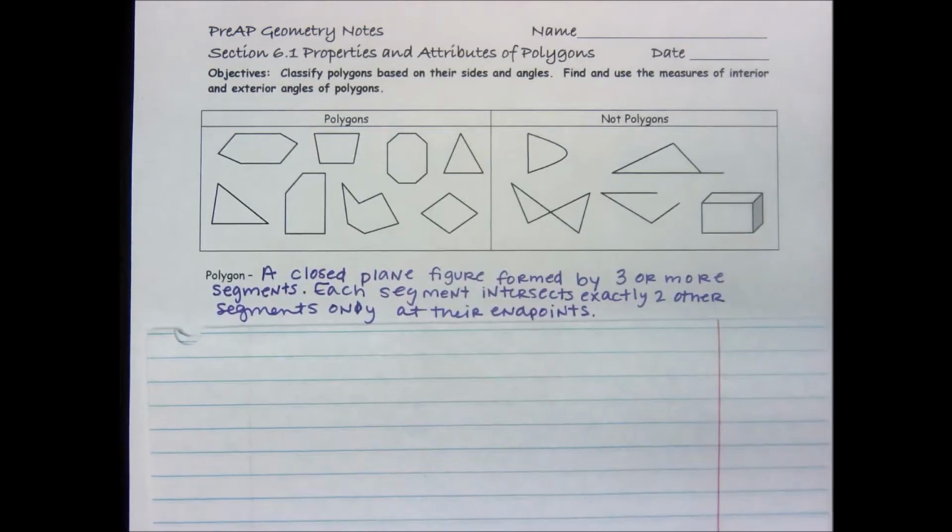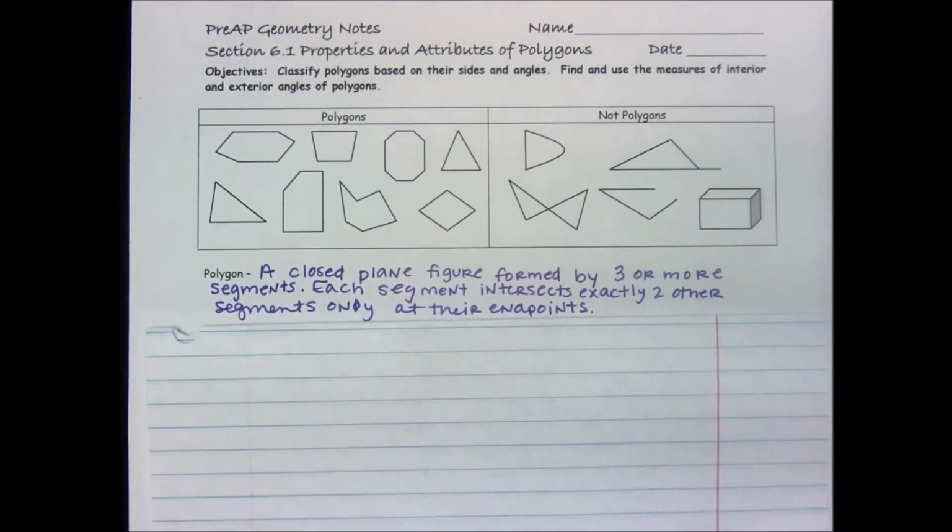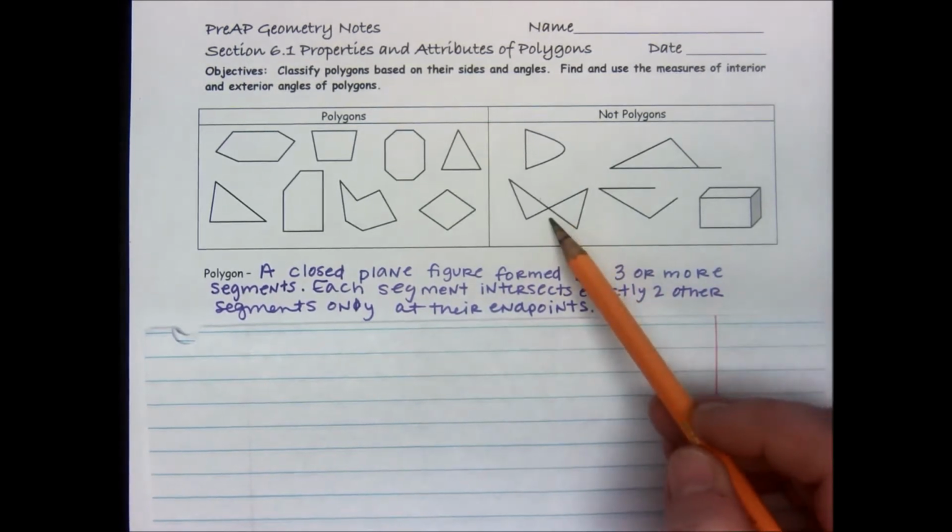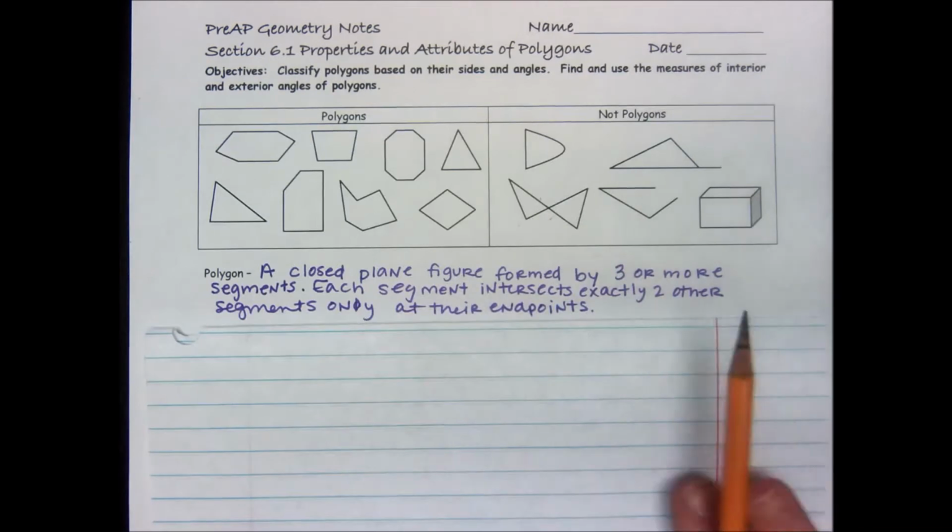A polygon is a closed plane figure formed by 3 or more segments. So it has to be at least a triangle, 3 sides. Each segment intersects exactly 2 other segments only at their endpoints. That means it can't intersect in between, only at their endpoints.